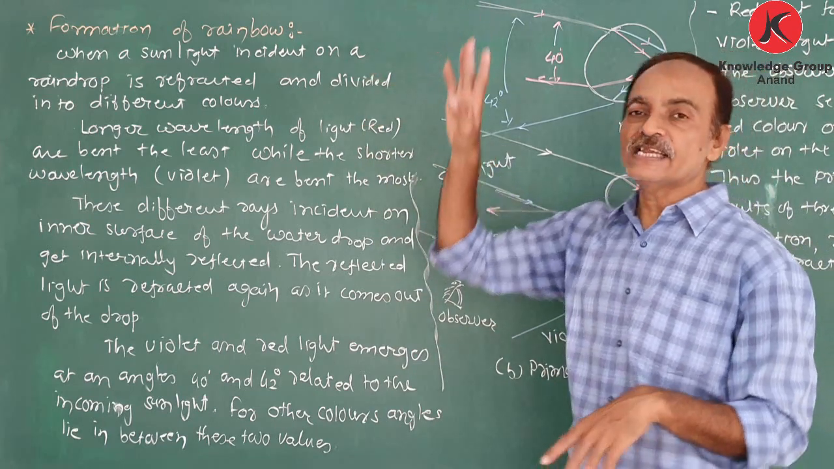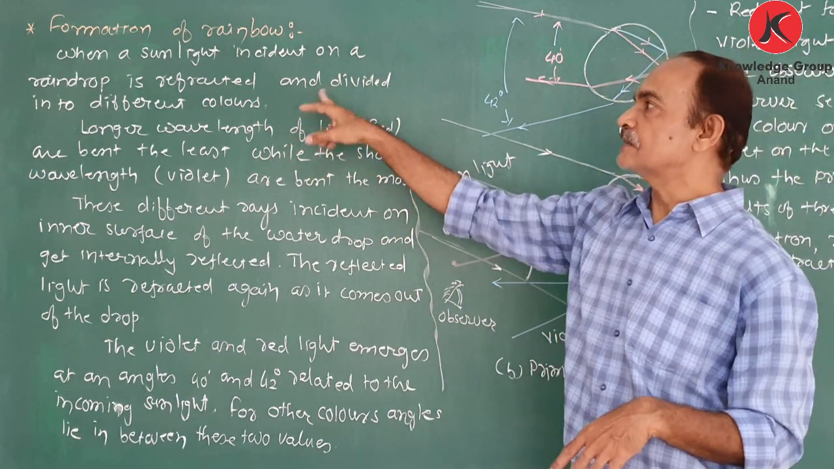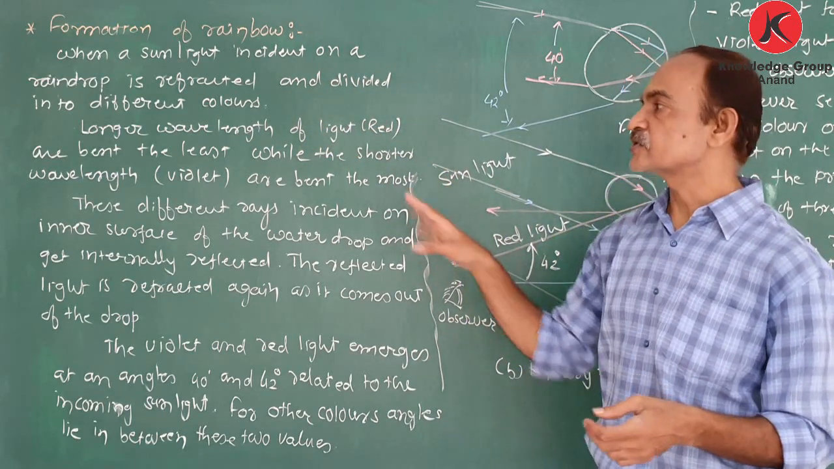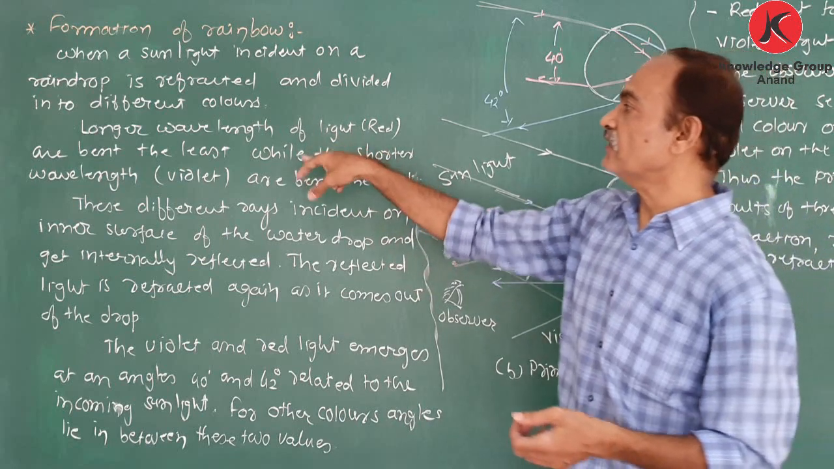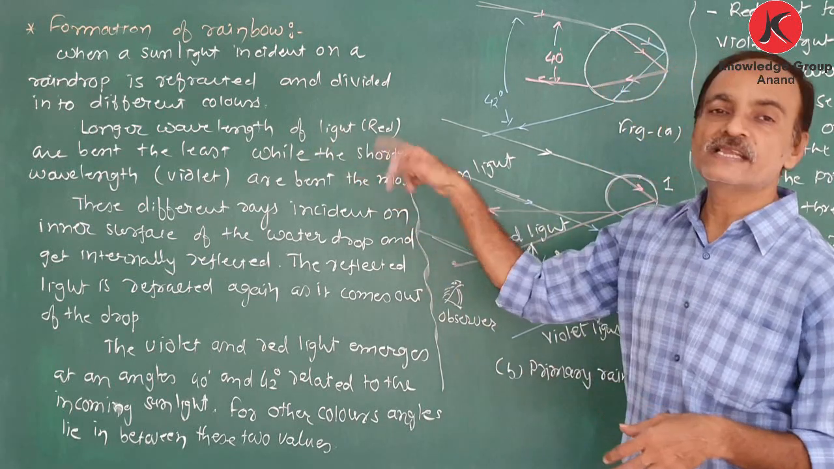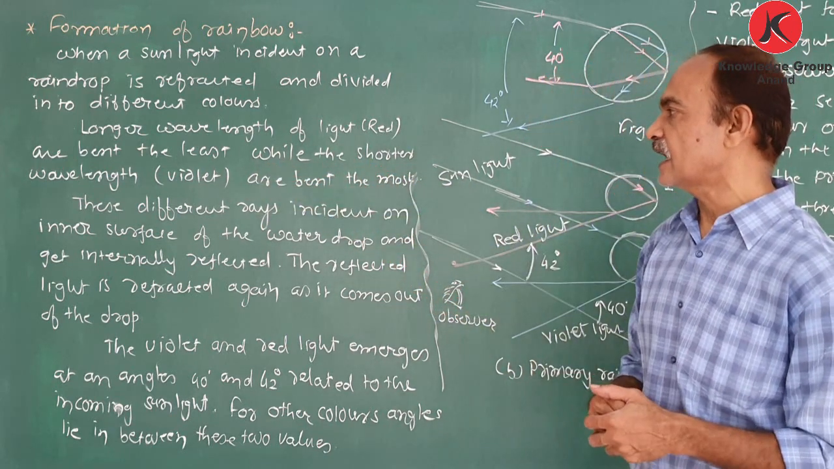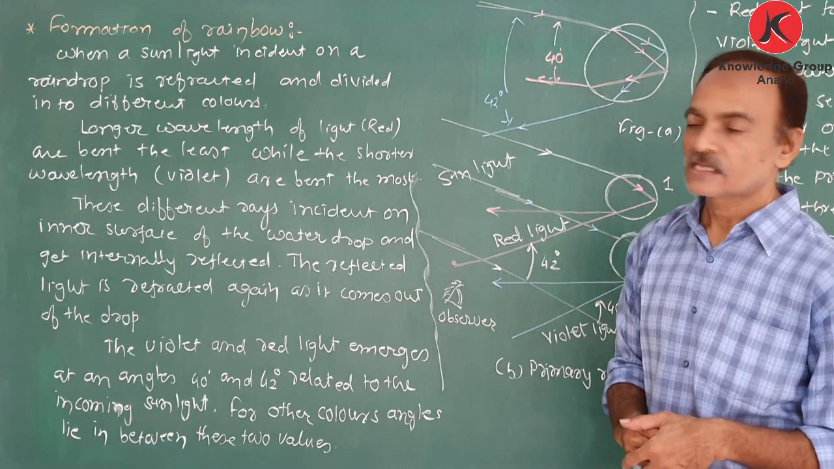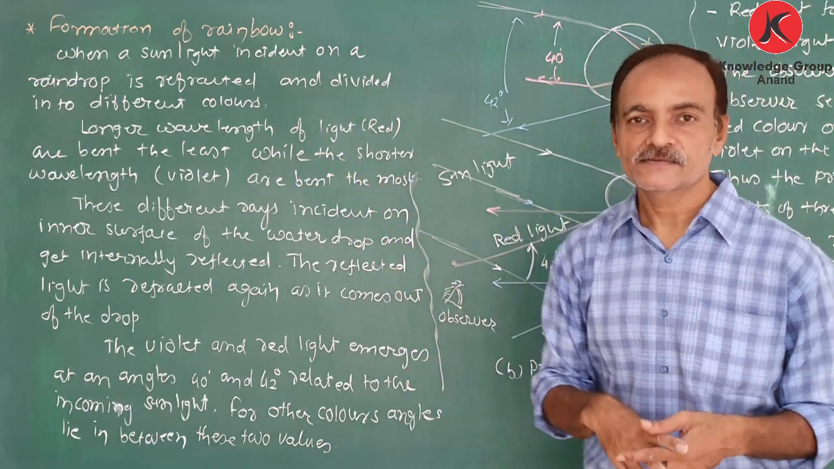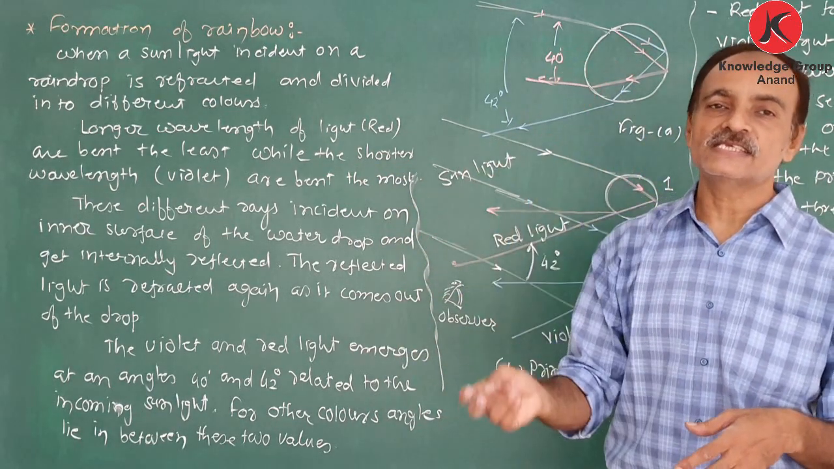Again, when the sunlight is incident on a raindrop, it is refracted and divided into its constituent colors. The larger wavelength of light, red light, is bent less, while the shorter wavelength, that means the violet light, is bent more. That means the bending of the violet takes place more compared to the red light. Therefore, the red light in the rainbow is at the top, while the violet is at the bottom.